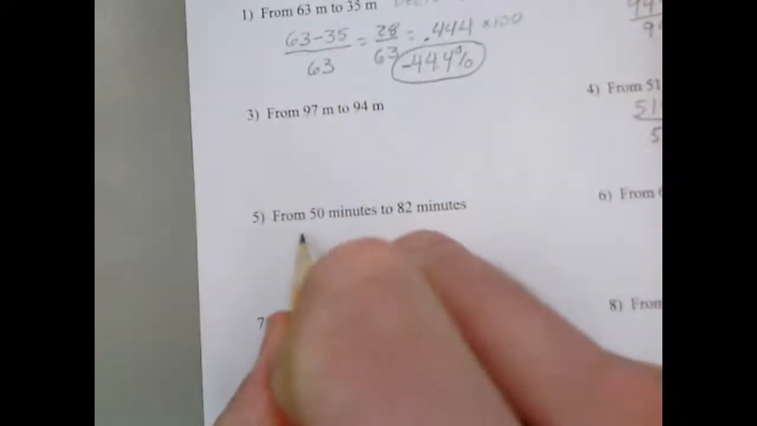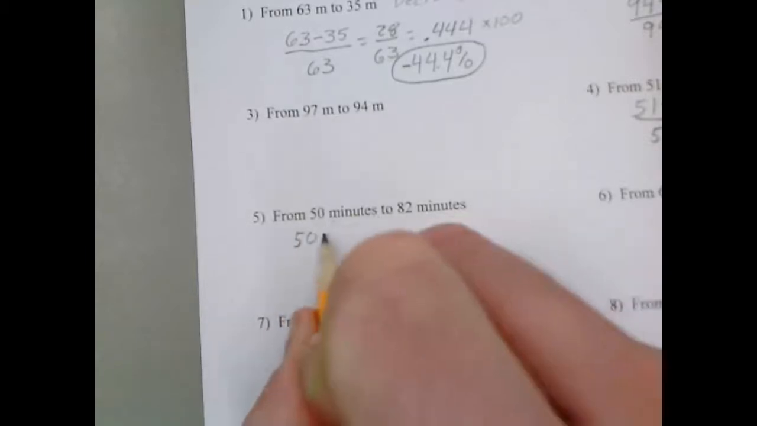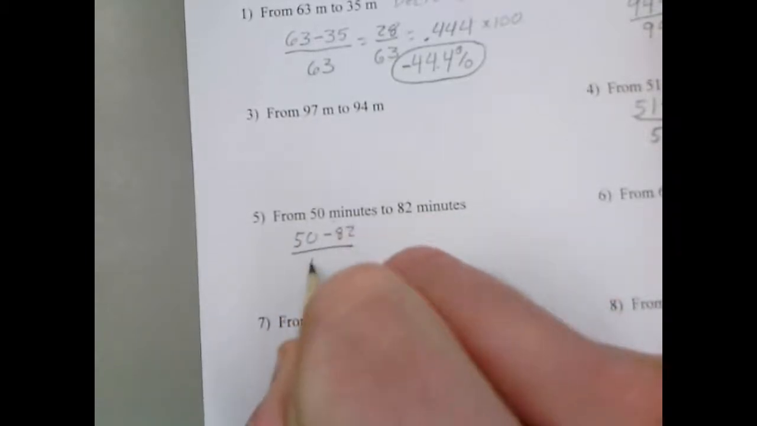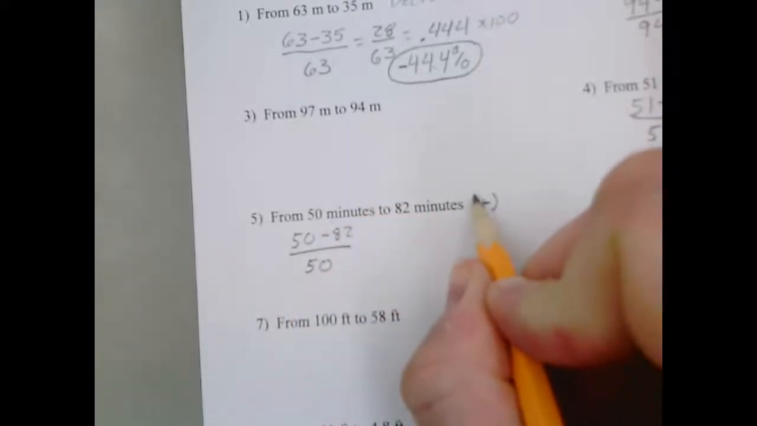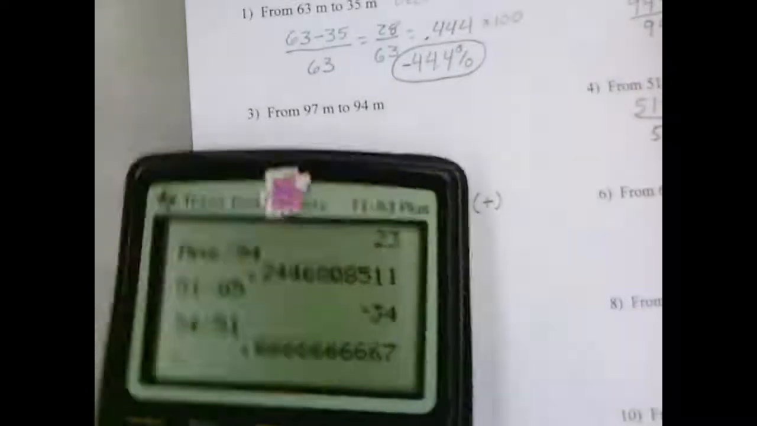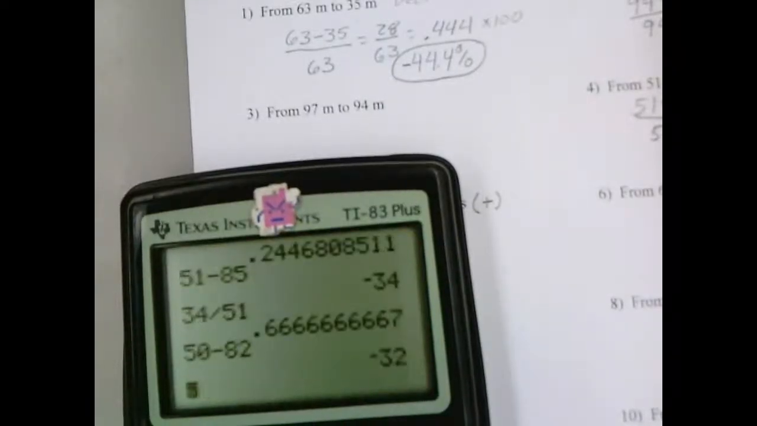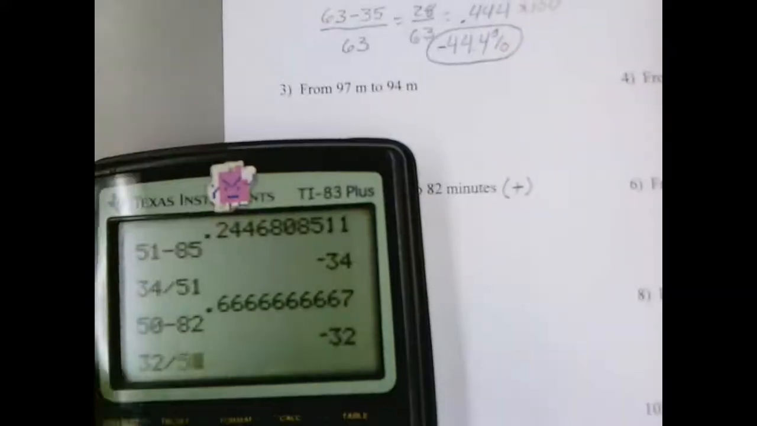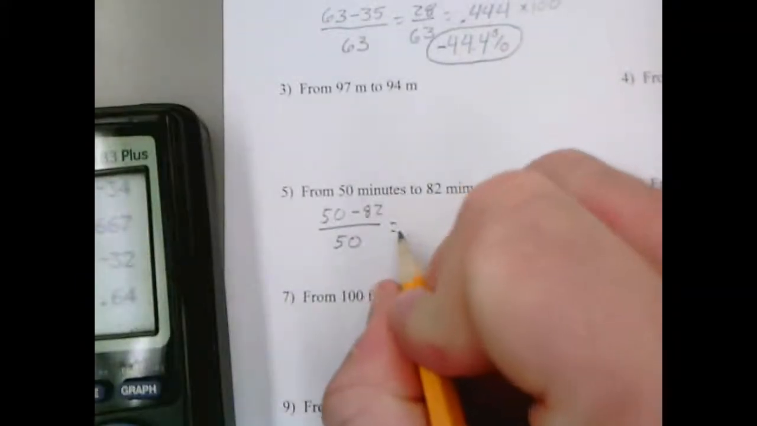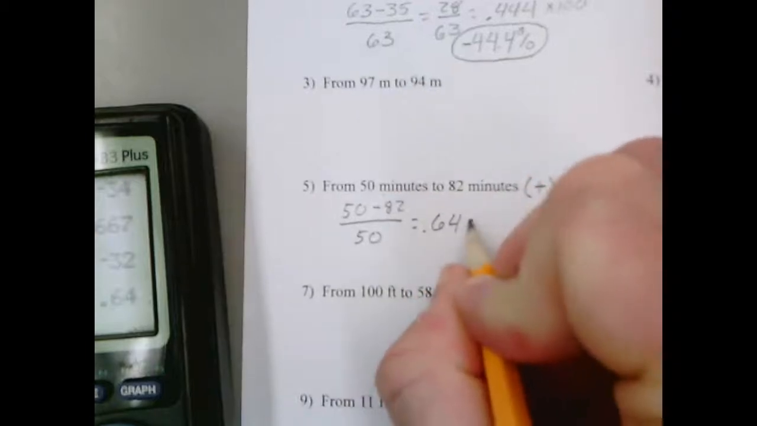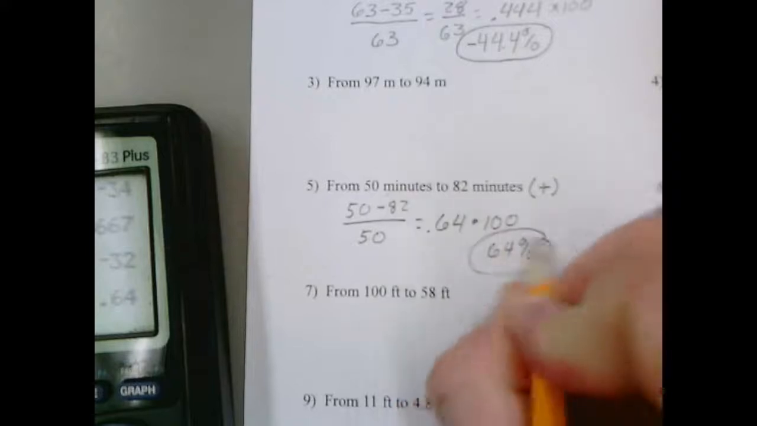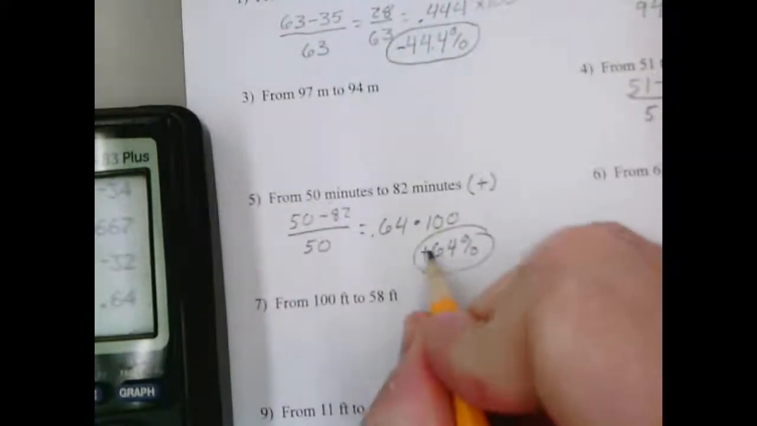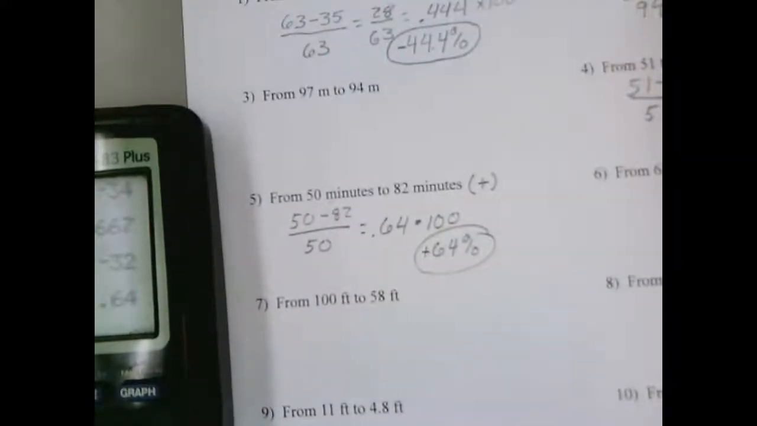All right. So we have 50 minutes to 82 minutes. We went up in value from 50 to 82, so it's going to be a positive answer because we increased. So you take 50 minus 82 is 32. Ignore the fact that it's negative, so I take 32 and divide it by 50, and I get 0.64. I'm going to times that by 100 to convert it to a percent, and I'm going to get 64%. And that's it. So it's a 64% increase, and you can put a plus sign there if you need to. But that's all there is to it.